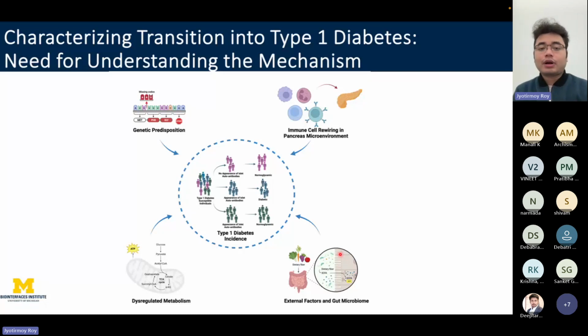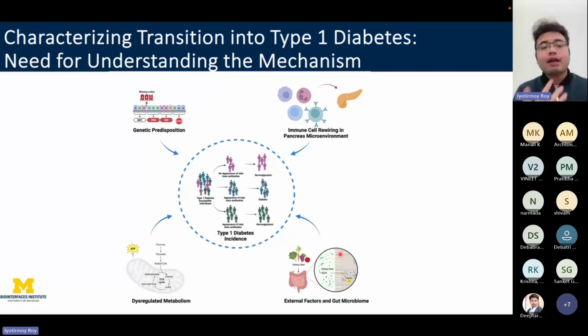So there are basically four kinds of factors which play a key role in type 1 diabetes incidence. First is the genetic predisposition. And just to make this clear, unless you have the genetic mutation in you, you won't progress to type 1 diabetes. So that is the first checkpoint. All people who progress to type 1 diabetes must have the genetic mutation. That's the minimum criteria.